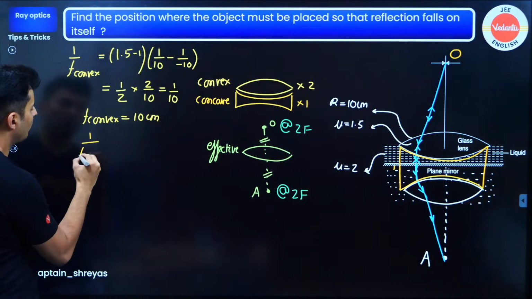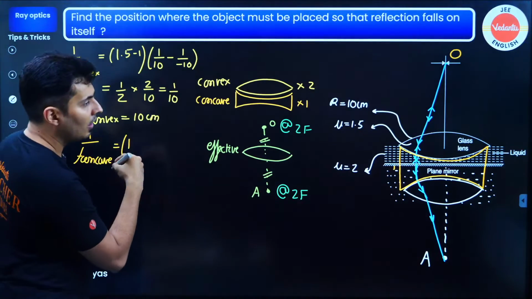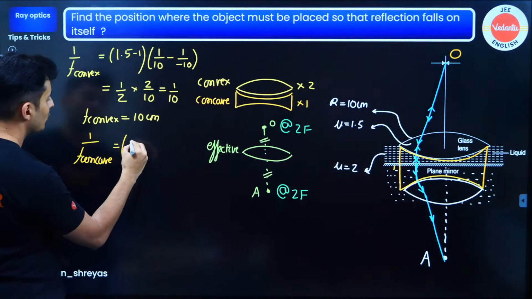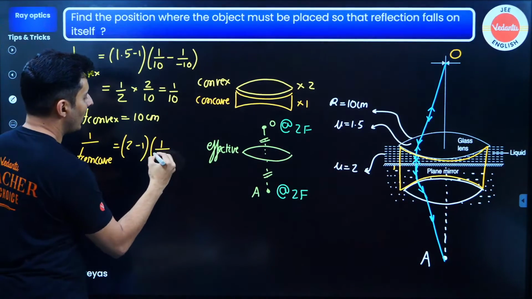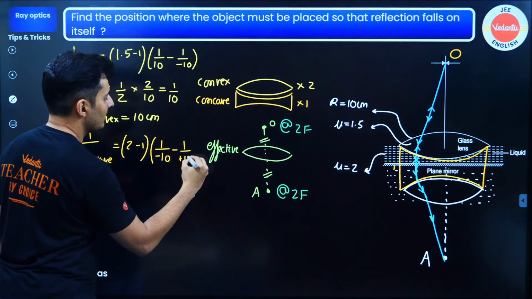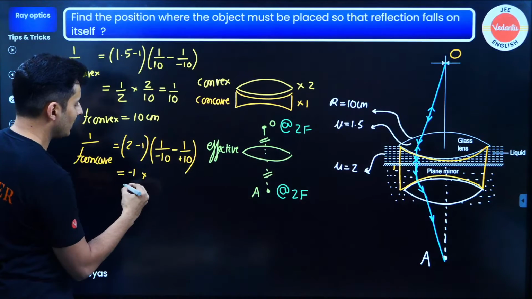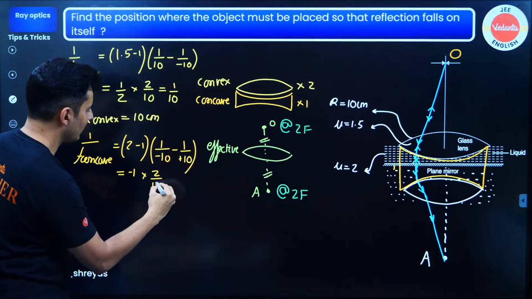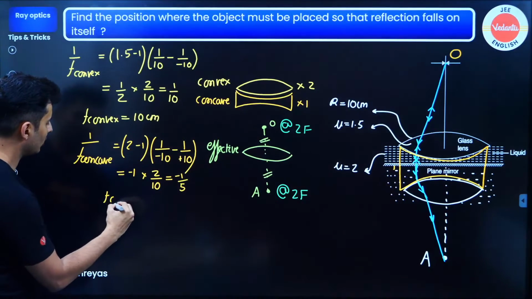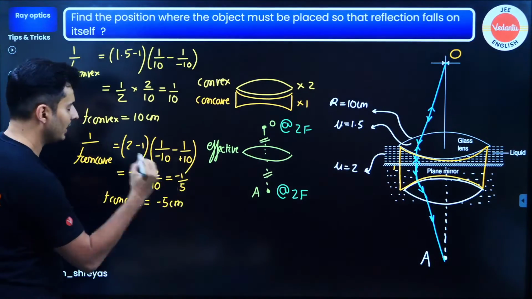Similarly, 1 by focal length of the concave lens is again, it's made of liquid. So mu is 2, be careful. So (2 minus 1) into (1 by R1, R1 is minus 10, minus 1 by R2, that is going to be plus 10). So this will be 1 into minus minus becomes minus. So it will become minus 2 by 10, which is minus 1 by 5. So focal length of the concave lens is minus 5 centimeters.